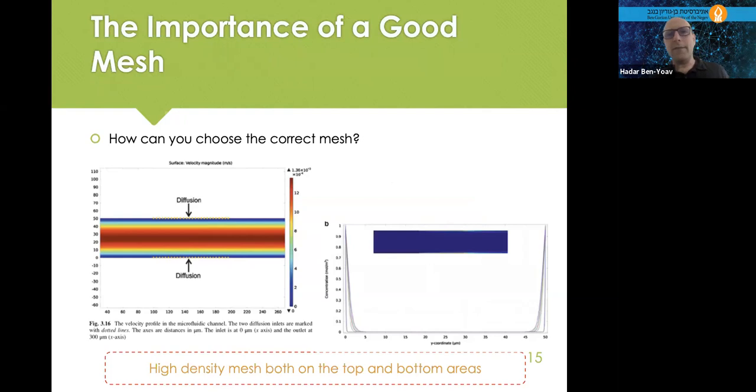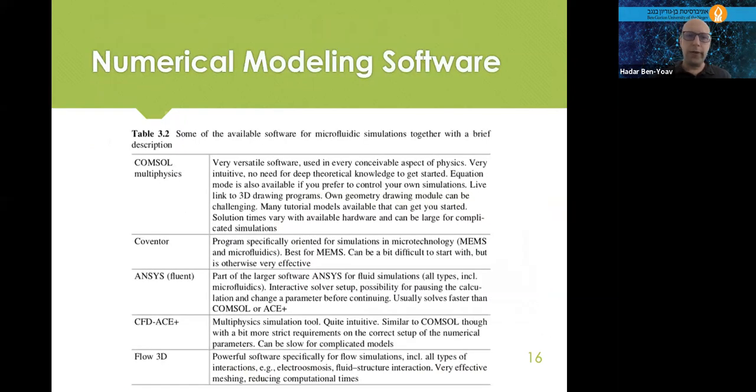Now, there are different types of numerical modeling software. The most known one is Comsol Multiphysics. Very versatile software, very intuitive, very nice. You can actually integrate different types of physics. Very recommended for you to test. There's also CONVERGE, ANSYS, Flow3D.